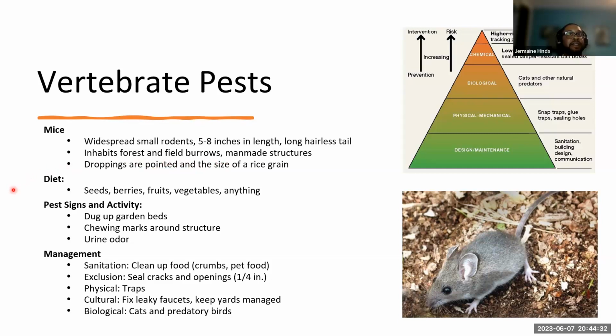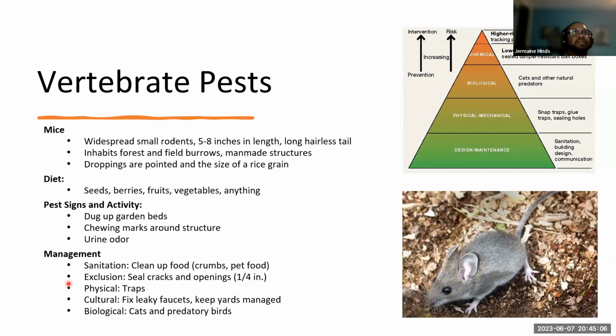Mice typically eat berries, seeds, fruits, vegetables, but they're generalists, so they can go for human foods as well. As far as pest signs and activity, you want to look for dug up garden beds, chewing marks around your structure, a urine odor coming around your structure. And as far as management, you want to do sanitation. So cleaning up its access to food, those crumbs. Dog food is a target for rats and mice. So you want to take that away when it's not in use.